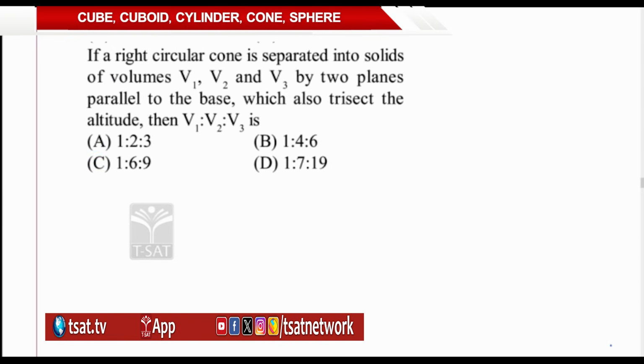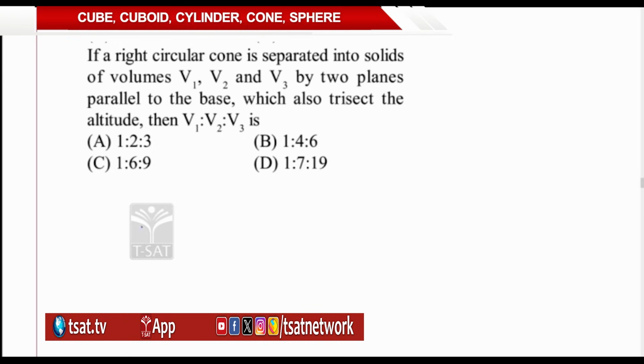Now look at this one. If right circular cone means the height of the cone is perpendicular to the base. Given: a cone is separated into solids of volume V1, V2, V3 by 2 planes parallel to the base, which also trisect the altitude. Then V1 is to V2 is to V3. I told you yesterday, this is by using the similarity of triangles, when I was actually explaining the properties of a cone.